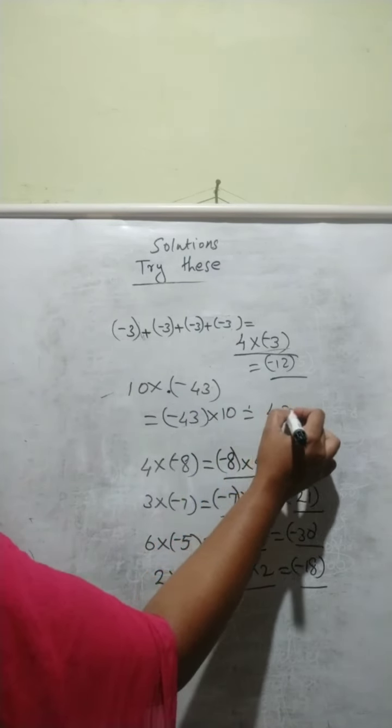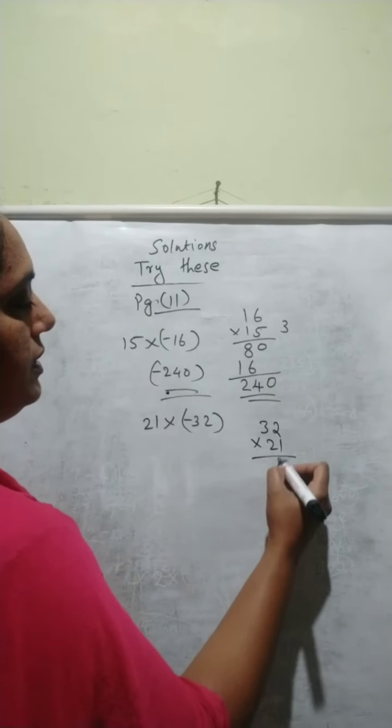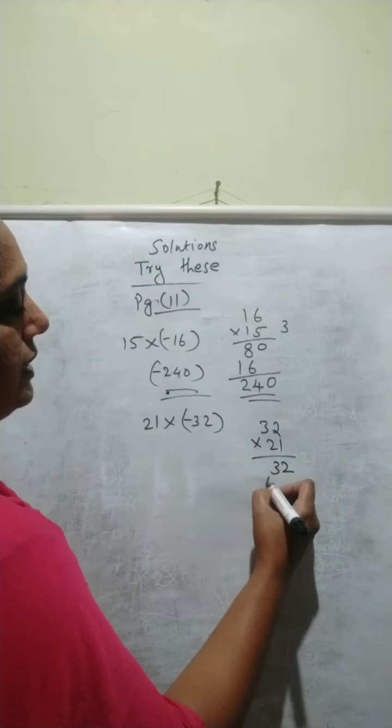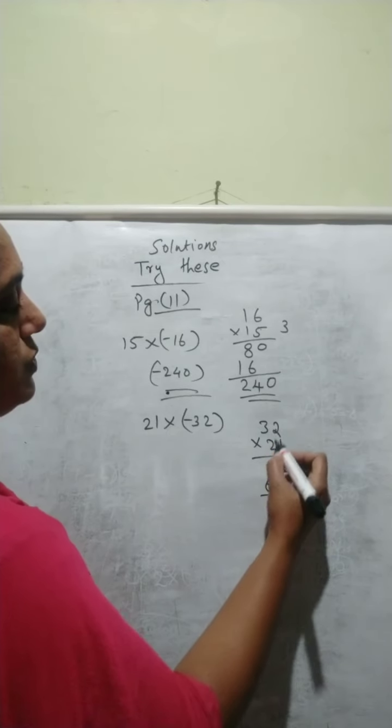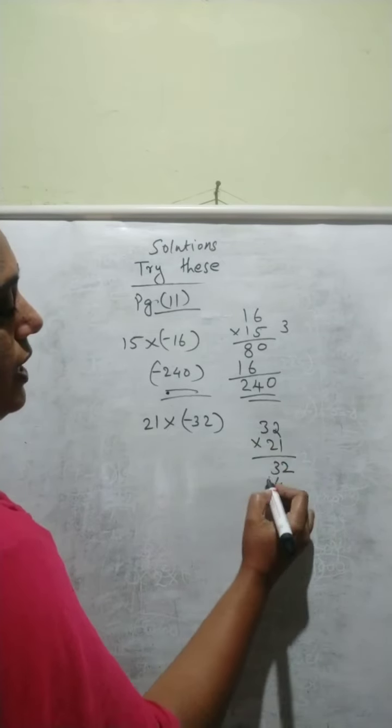Okay, then 21 multiplied by negative 32. First what can we do? First we can multiply these two numbers. So 32 multiplied by 21. Then 32 itself, then 64. 2 times 2 is 4, 3 2s are 6. Then 2 will be there, here 7 and here 6. 672. What is the sign? Here it is negative. So we can write negative 672.